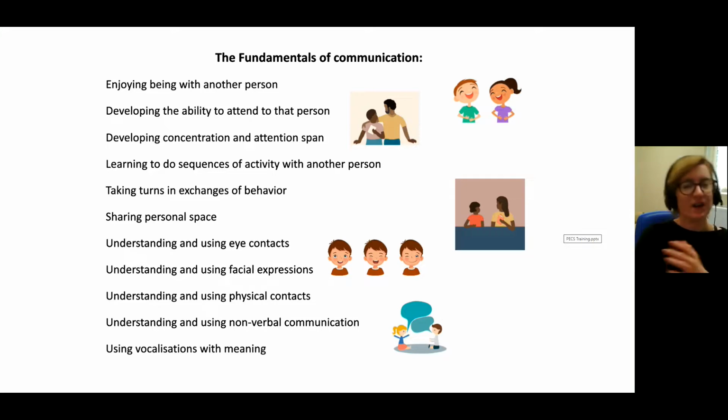And Sasha's attention was in and out, really, wasn't it? He was looking away, then looking back to Rihanna. His concentration, again, was fairly sporadic. There weren't really any sequences of activities, or any back and forths or taking turns in exchanges of behaviour. Sasha didn't mind sharing personal space. He was happy to lie next to Rihanna. There were some very fleeting eye contacts when he would look at her face, a few smiles, but not really any non-verbal communication, and definitely no vocalizations at this point.